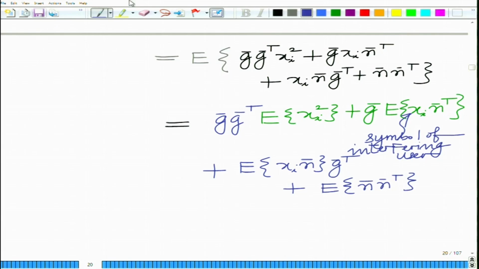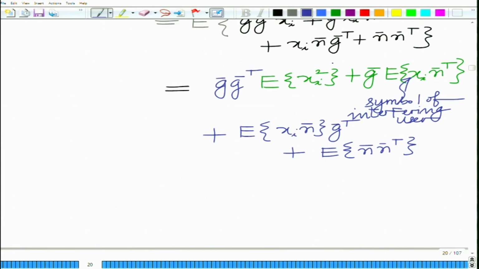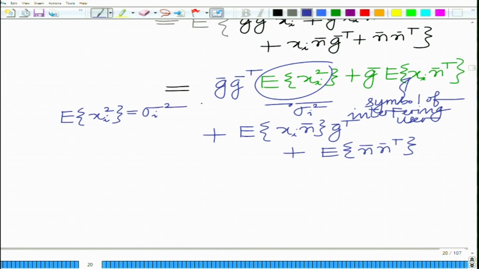Now, what we will do is assume the symbol power to be sigma I square, which means the expected value of xi square is sigma I square. So, we are assuming that the interference power is sigma I square. Now, we have this interesting quantity, the cross correlation, the expected value of xi n bar transpose, and the expected value of xi n bar, which looks at the correlation between the signal and the noise.